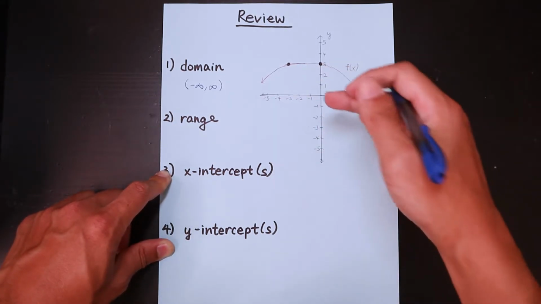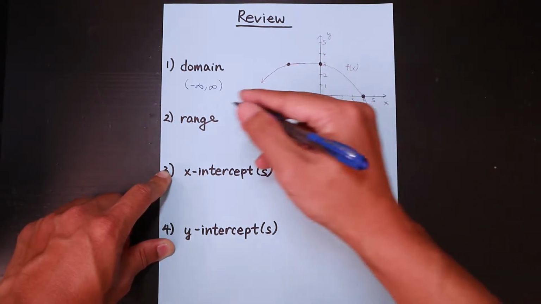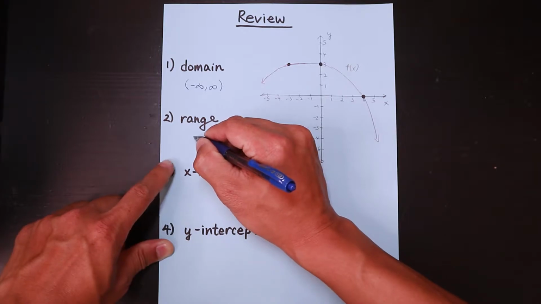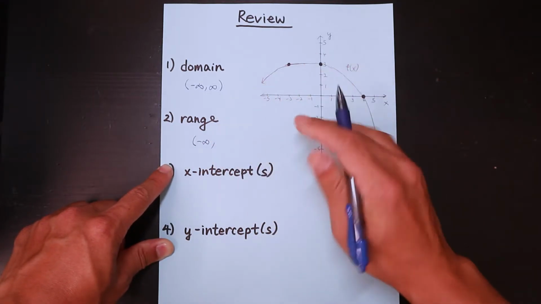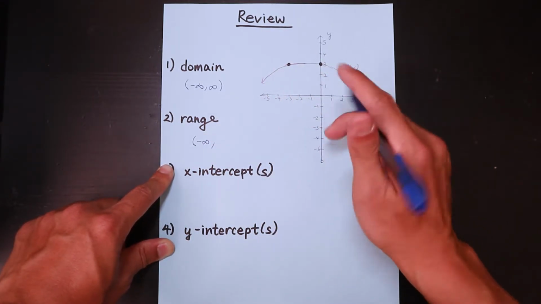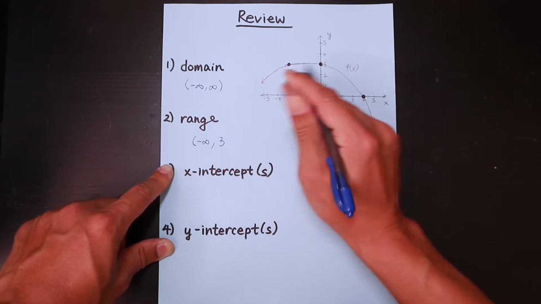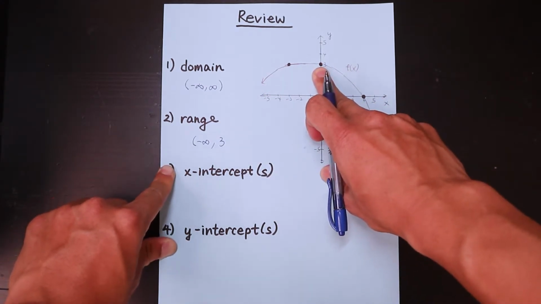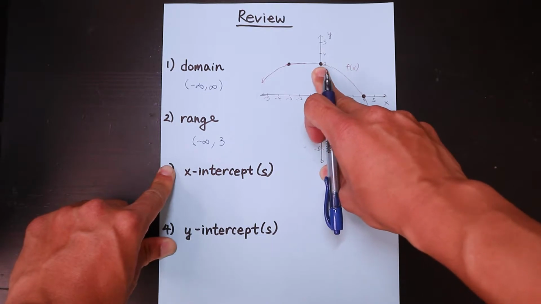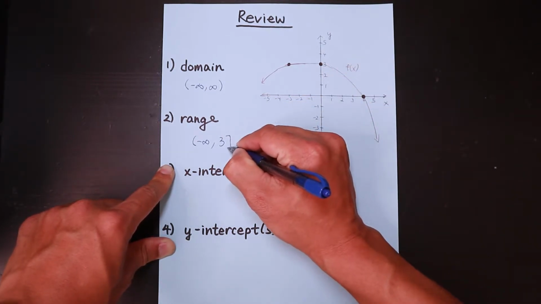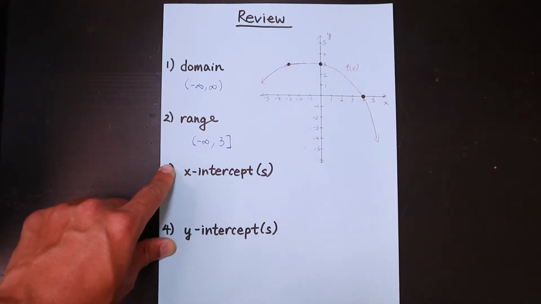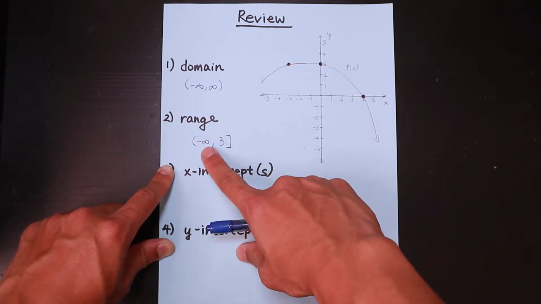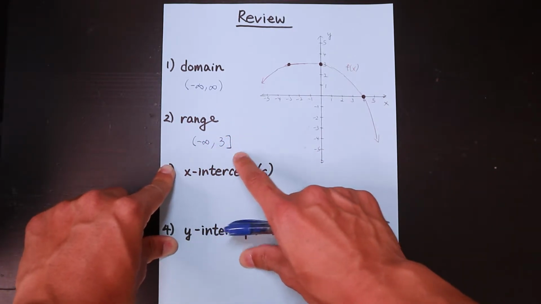To write it, we're going to go from bottom to top. So the lowest number is going to be negative infinity. The highest number that this graph is going to go is positive 3. And since at 3, the dot is a closed dot, we're including 3, so we're going to use a bracket. So for your range, it's going to be open parentheses, negative infinity, comma 3, close bracket.